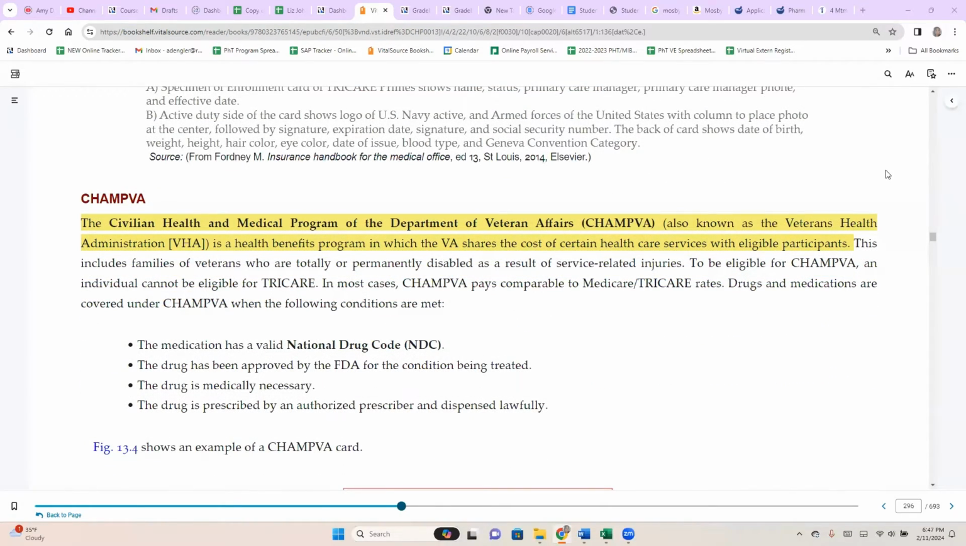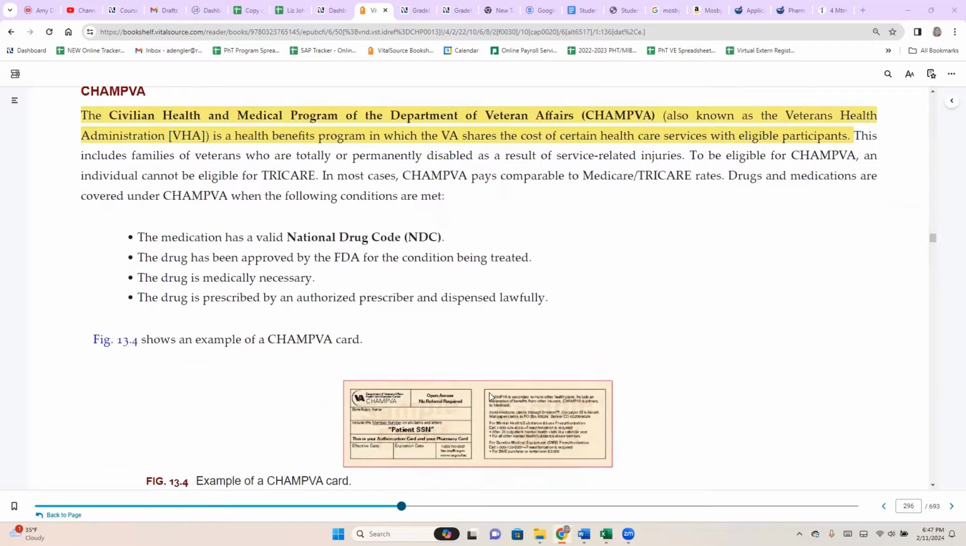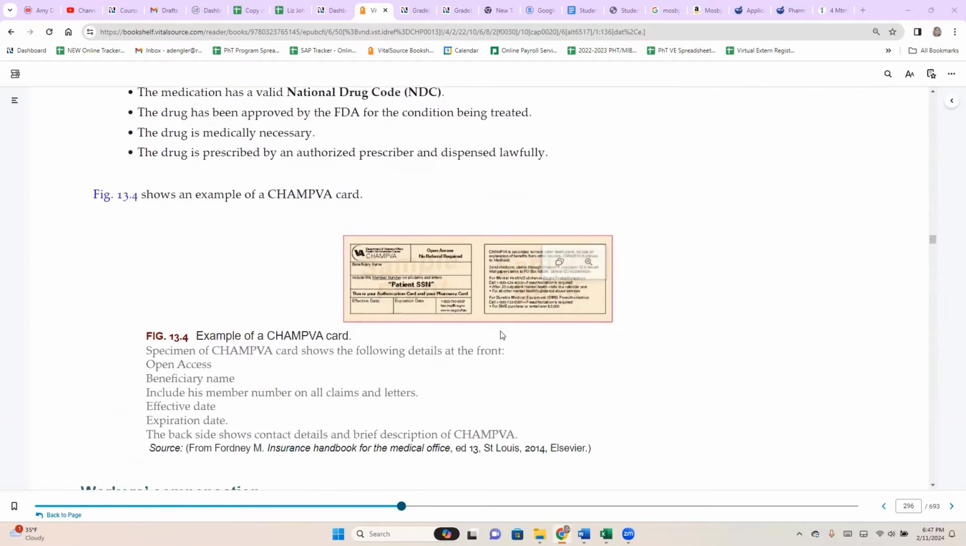The Civilian Health and Medical Program of the Department of Veterans Affairs, which is CHAMPVA, is a health benefits program in which the VA shares the cost of certain healthcare services with eligible participants. And here is an example of a CHAMPVA card.